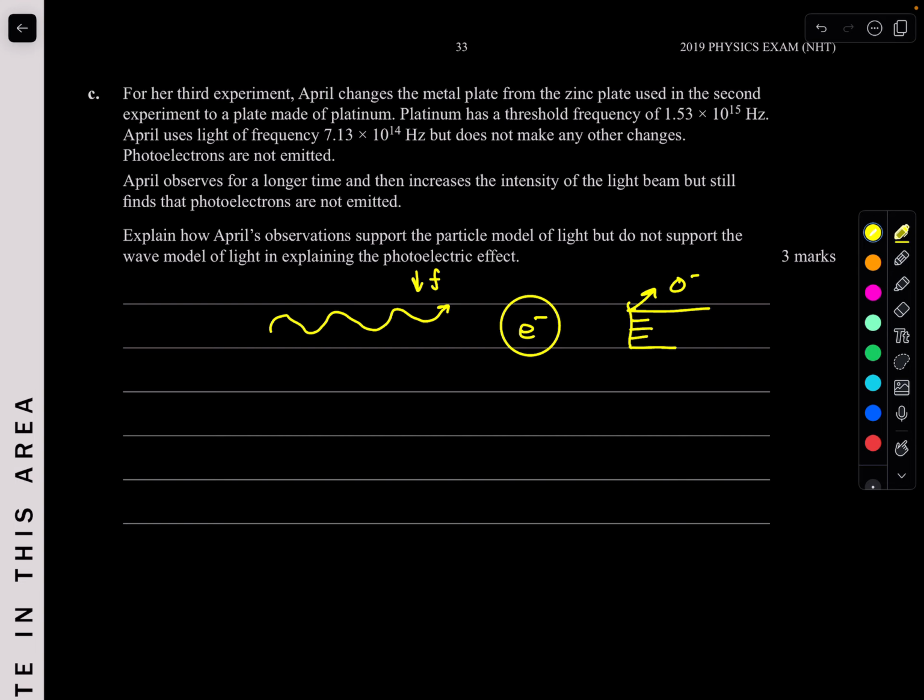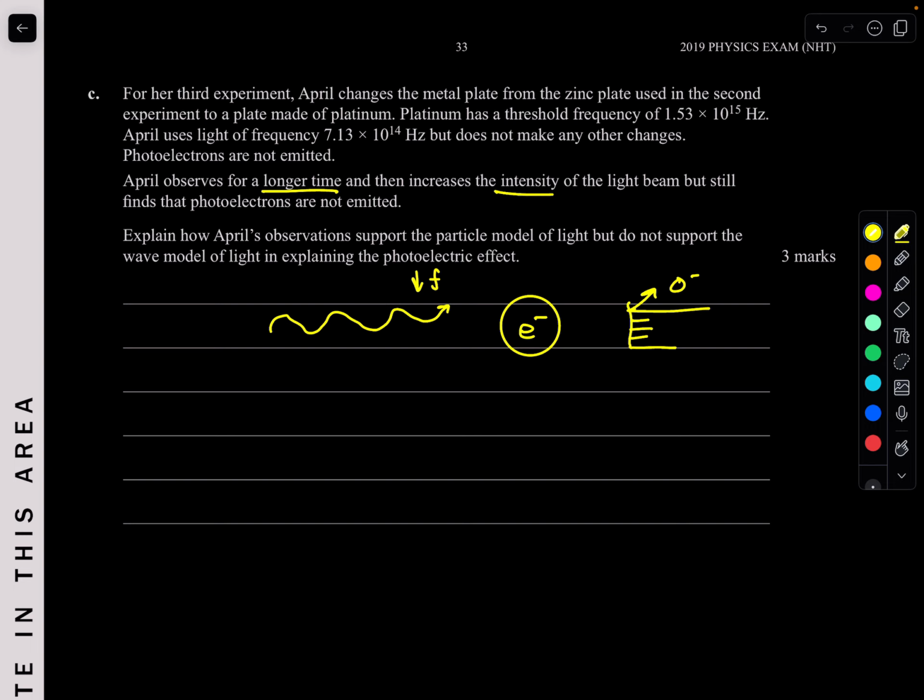She's thinking that that's why she's put it for a long time. So she wants electrons to absorb as much of the energy, and she also increases the intensity. So she believes that, and of course it won't work because there's a threshold frequency.